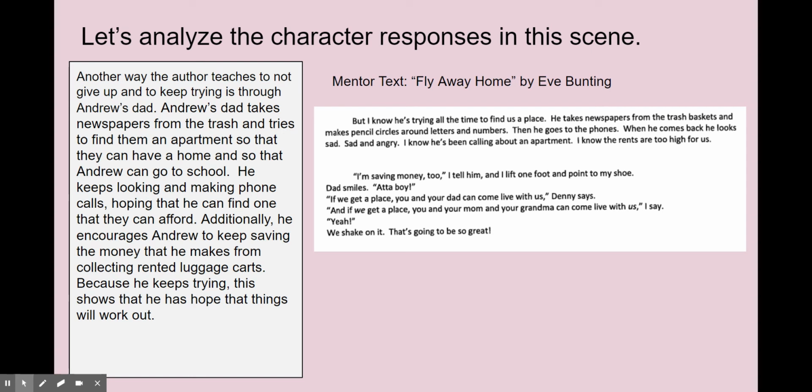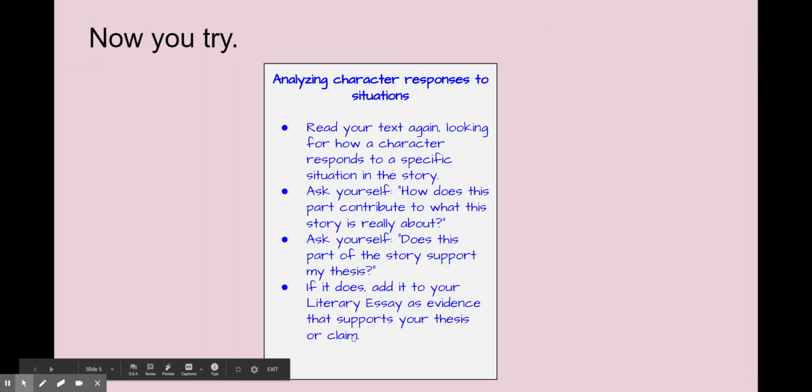So, what I did here is I read the text and I thought deeply about the character's response to this situation about being homeless. What is his dad doing to show that he has hope? So now, writers, you're going to try. You're going to try analyzing character responses to situations in your story.